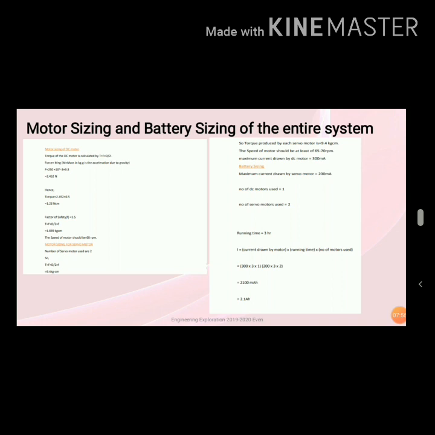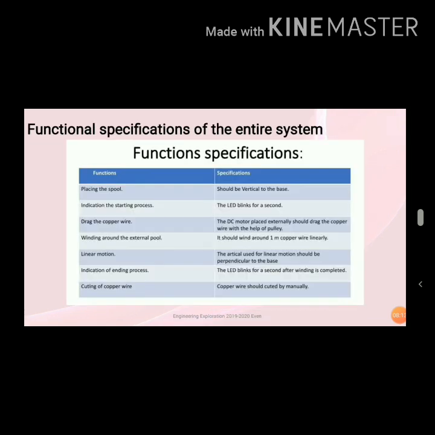The maximum current drawn by the DC motor is 300 milliamperes. The maximum current drawn by the servo motor is 200 milliamperes. So the total current is calculated by current drawn times running time times number of motors. So the total is 2.1 ampere hour.